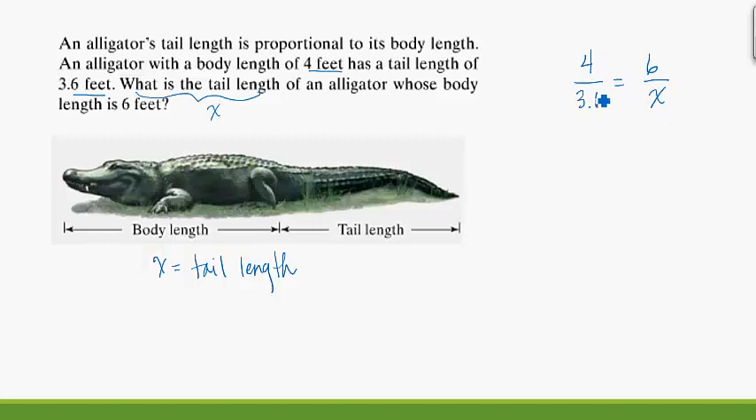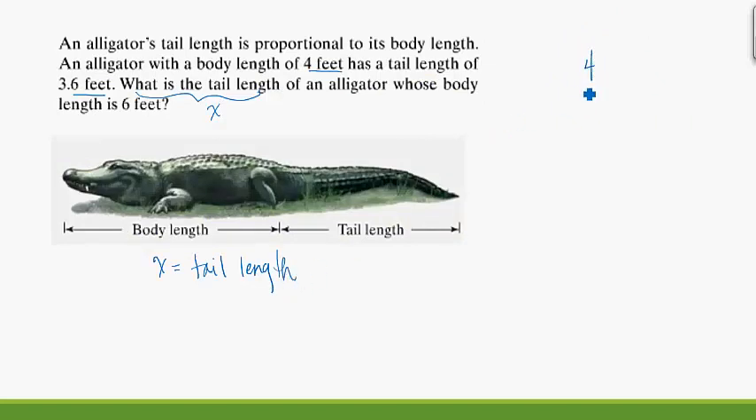And it's very important that you correspond. So these two, the 4 and the 3.6, correspond because they're from the same alligator. The 4 and the 6 correspond because they're both the body length. And the 4 and the x have nothing to do with each other because the 4 is the body length of one triangle. Goodness. I'm not sure what's going on. I apologize for that.